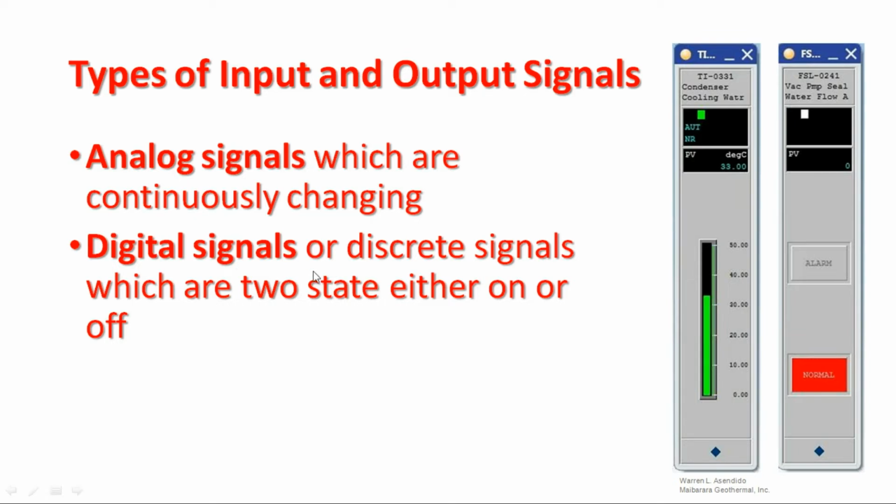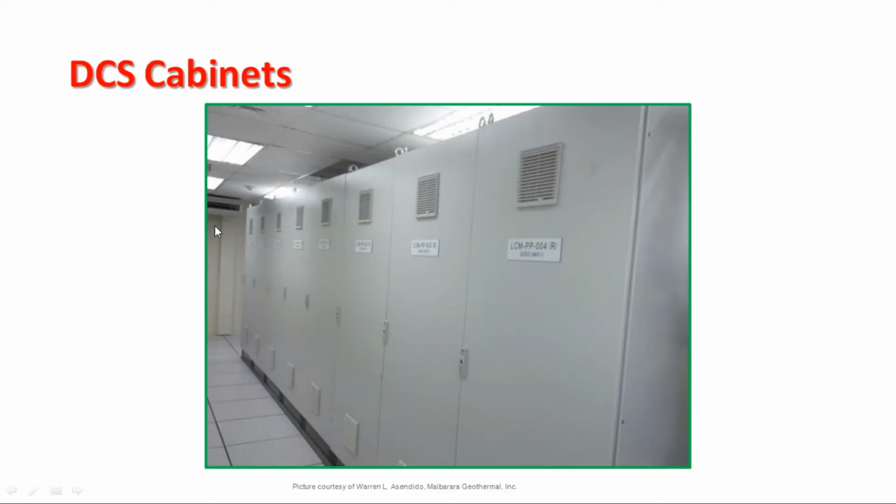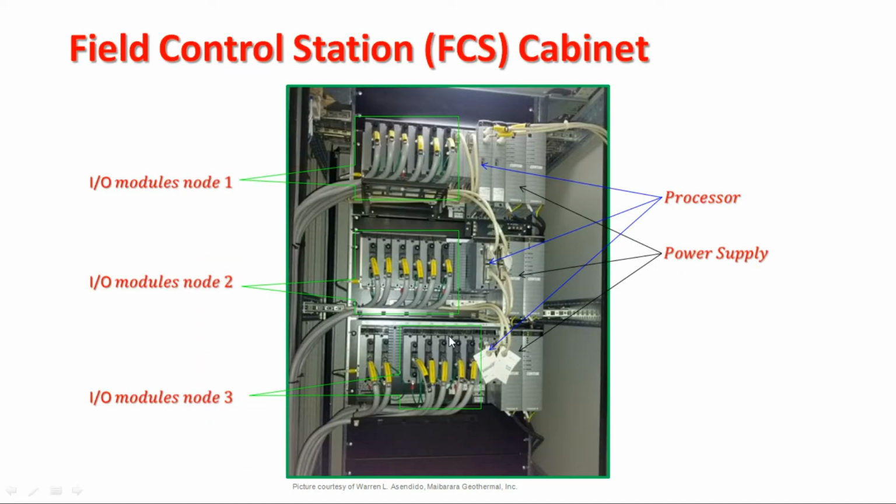Okay? Usually, itong input and output modules nakalagay sa DCS cabinets na nakahiwalay or naka-remote dun sa operator control room. Okay? So, pag binuksan natin yung DCS cabinets, ito yung itsura niya. Okay? So, a bunch of input and output modules.